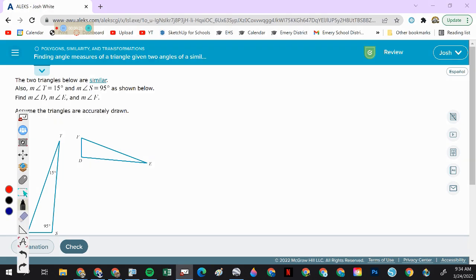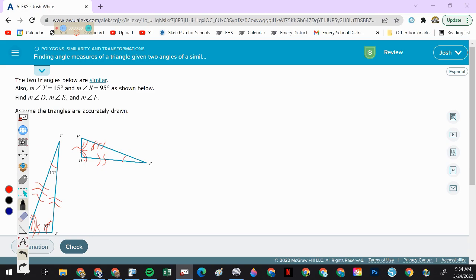So we need to line up the corresponding sides. So this side is similar to that side. The short side is similar to the short side. The middle side is similar to the middle side. And then the long side is similar to the long side, and the same thing is true of the angles. So this angle is equal to that angle, this angle is equal to that angle, and this angle is equal to that angle.